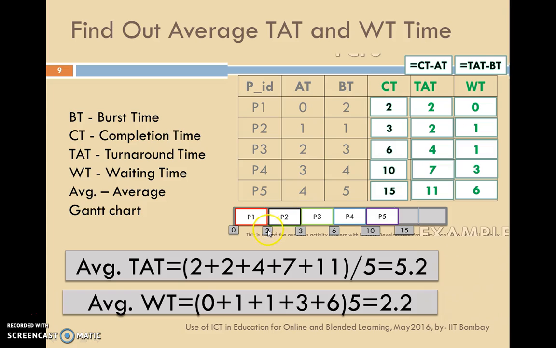Suppose P1 is not present at time 0 and arrives later. Then the system remains idle for some time, because there is no process in the ready queue. So that is the first come first serve algorithm. Okay, we stop here.